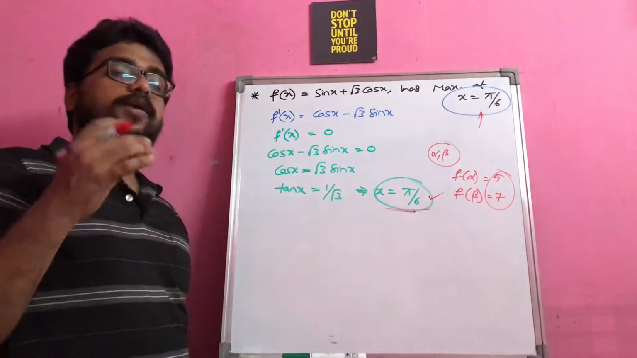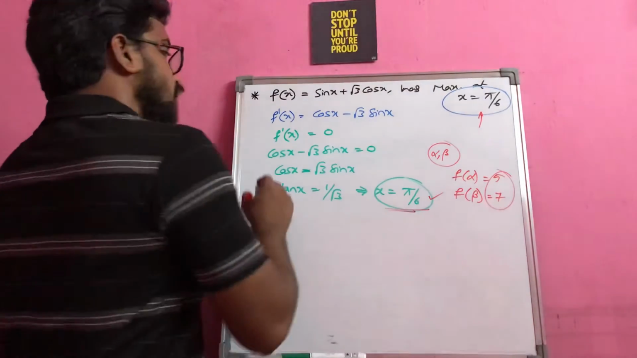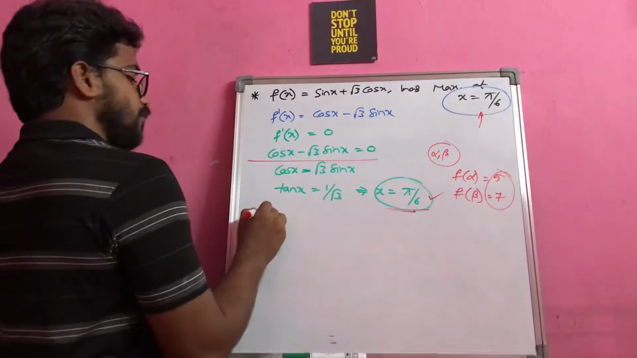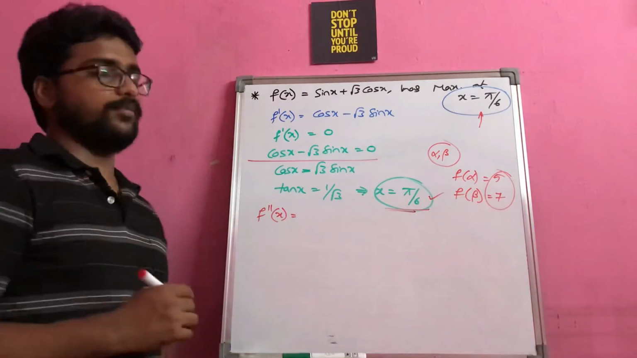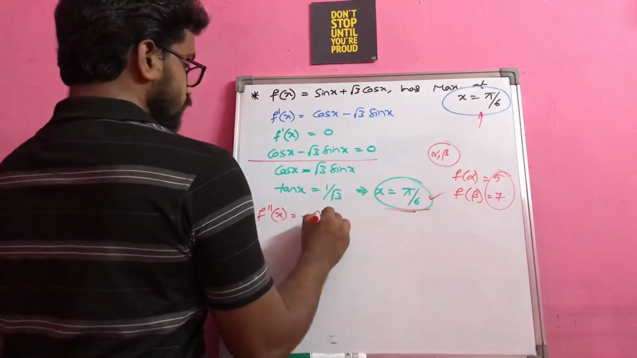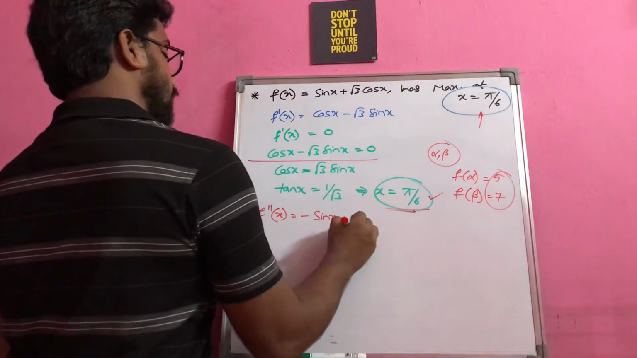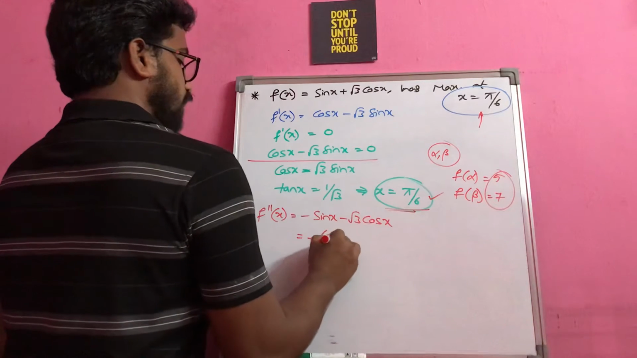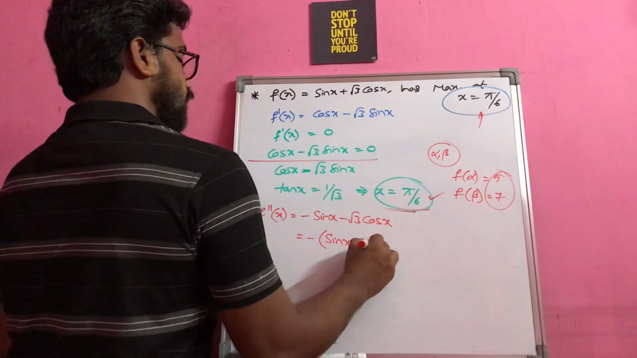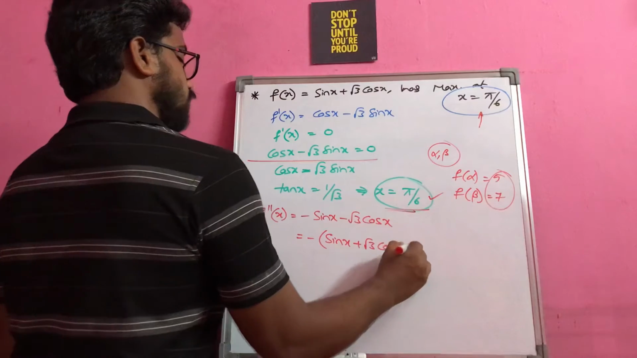That's why we are going to do f double dash of x. So for this f of x, I am finding f double dash of x again. That means I am applying differentiation one more time. Cos x differentiation is minus sin x and then minus root 3 cos x. I will take minus common: minus of sin x plus root 3 cos x.